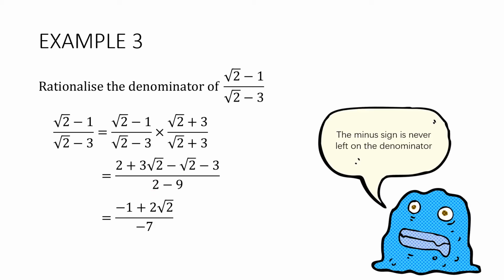Right, important point. The minus is never put on the denominator in a fraction. So we are going to float this negative up. And it's actually the same as doing this, putting a minus in front like that. And so I'm going to just take that minus through the brackets, and I'm going to end up with 1 take away 2 root 2 all over 7.